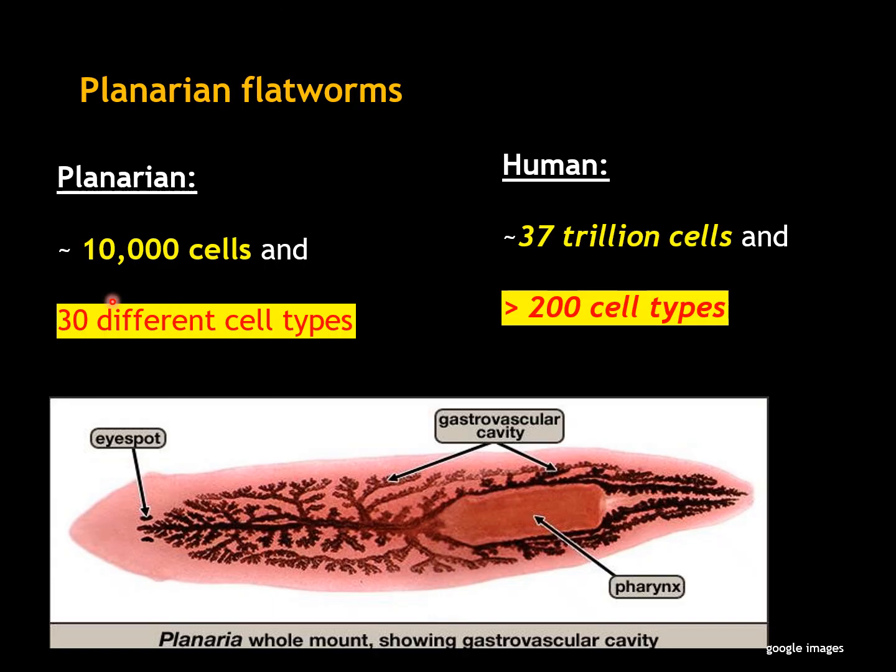Okay, so let's start talking about the difference between planaria, the flatworms, and humans. The flatworms only have 10,000 cells. That sounds like a lot of cells compared, for example, with C. elegans, which has much less. And humans have 37 trillion cells. Here they have 30 different cell types, and we humans have more than 200 cell types.